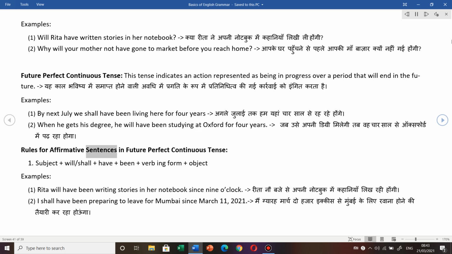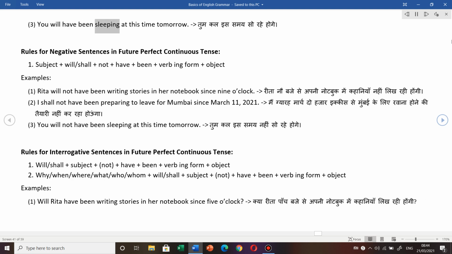Rules for affirmative sentences in future perfect continuous tense. Subject plus will/shall plus have plus been plus verb ing form plus object. Examples. Rita will have been writing stories in her notebook since 9 o'clock. I shall have been preparing to leave for Mumbai since March 11, 2021. You will have been sleeping at this time tomorrow.